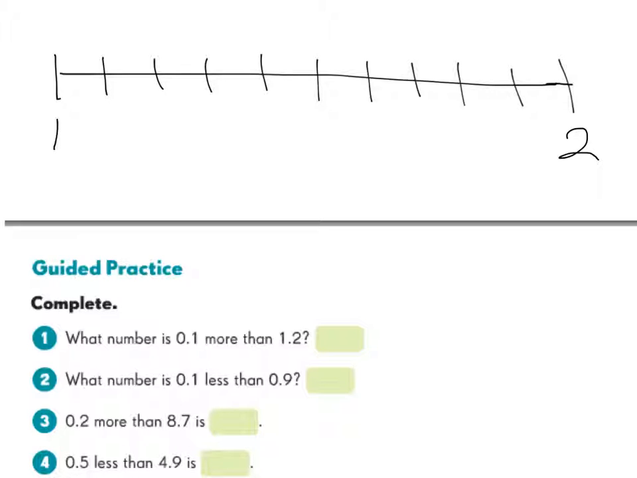So here we have 1 2/10, and we want to know what is 1/10 more than that. So we'll look at 1/10 more, and we get 1 3/10. So 1 3/10 is 1/10 more than 1 2/10.